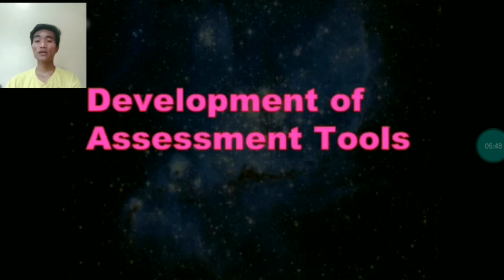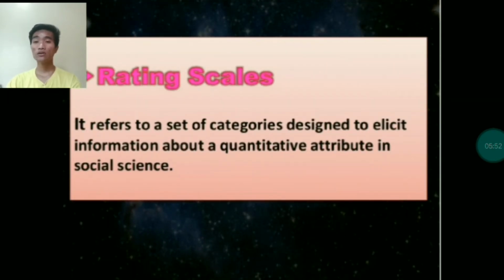So next, development of assessment tools. First, we have rating scales. It refers to a set of categories designed to elicit information about a quantitative attribute in a social science. A rating scale is defined as close-ended survey questions used to present respondent feedback in comparative form for specific or particular features, products, or services.